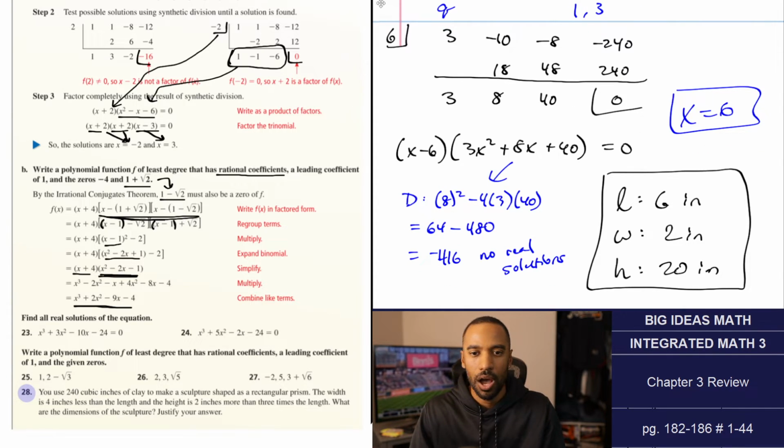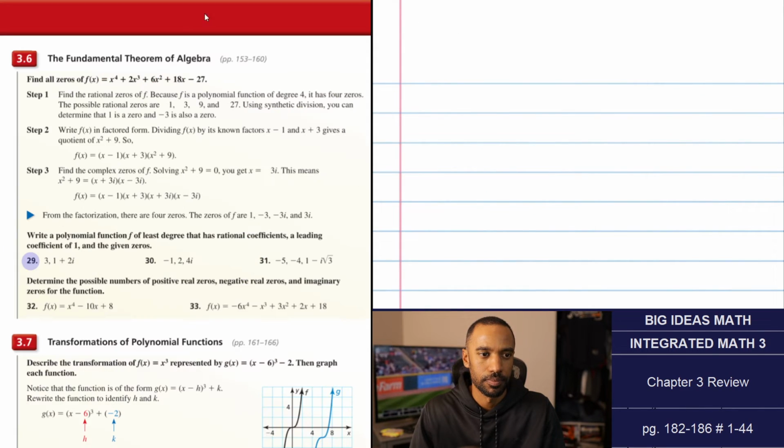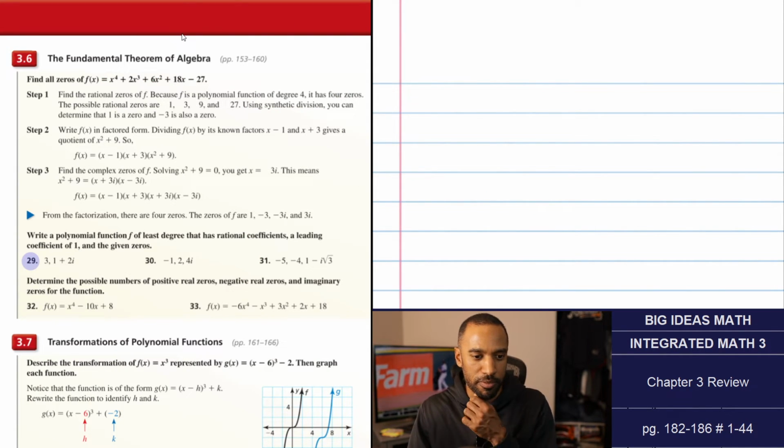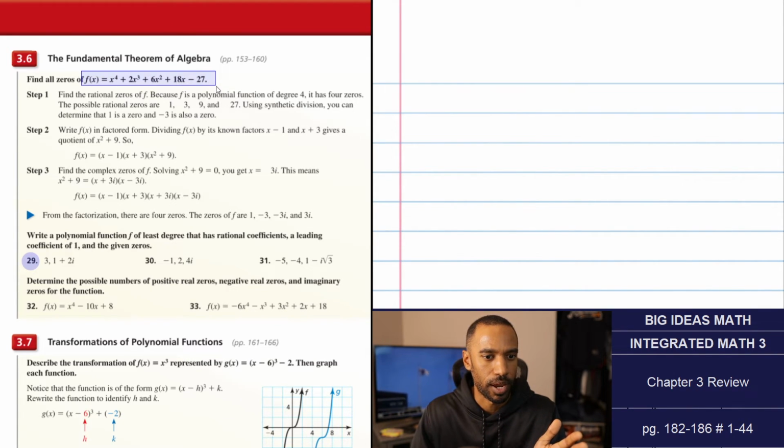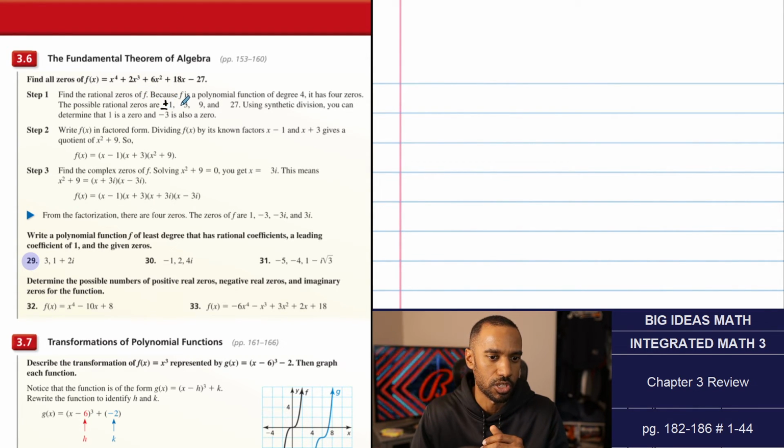Absolutely. Okay, let's move on to section 3.6, the fundamental theorem of algebra. This is where we will hit complex solutions. We'll talk about getting those ones with i in it. They say find all zeros of this guy, right? Now, this one is also a rational root theorem case. We're going to test some things out until we find something.